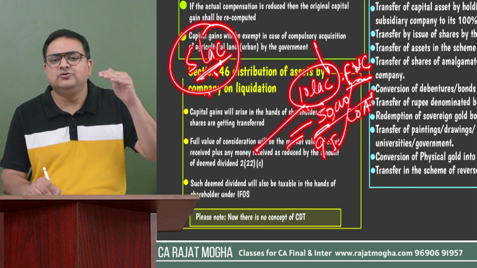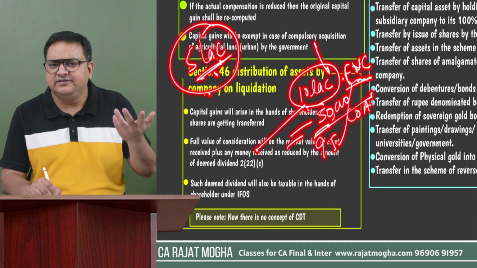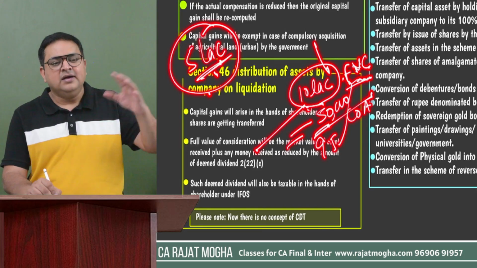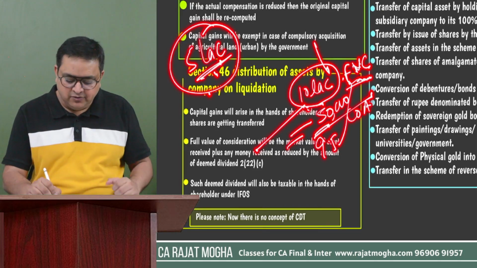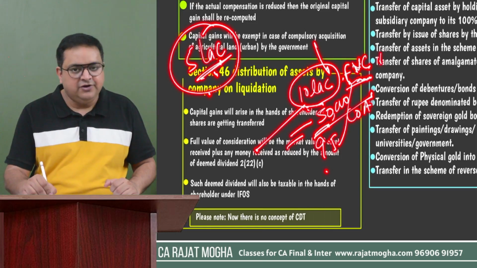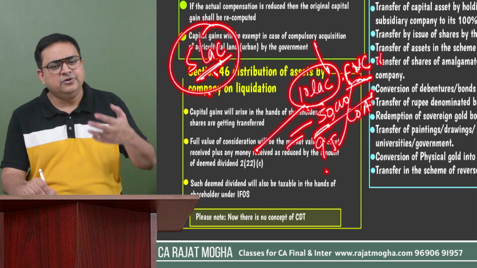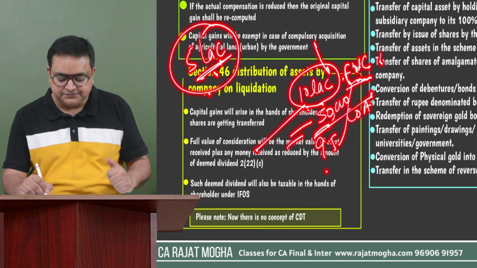Now I have to reduce the deemed dividend, right? This is under section 2(22)(c). You understand that whatever is the accumulated profit related to my share, I'll deduct that amount. So 9.5 lakh would be the full value of consideration, less cost of acquisition. You understand? You can index if it is a long-term asset.